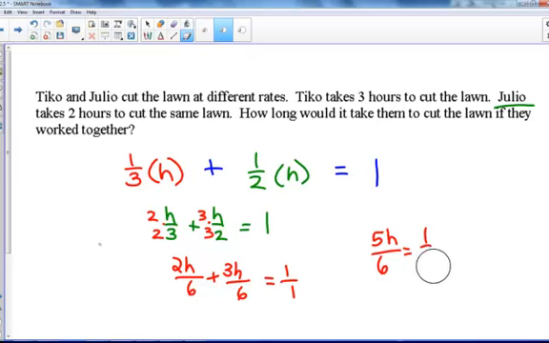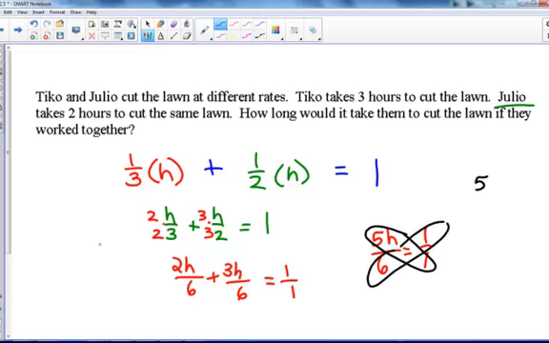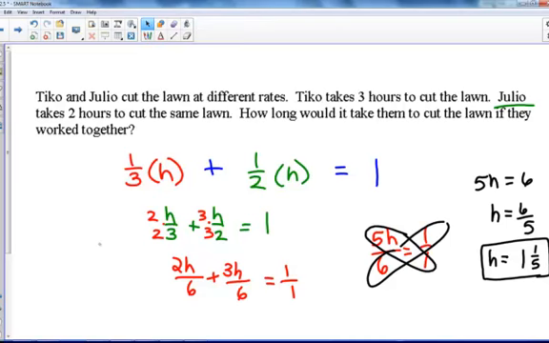Now, we're going to get into this more tomorrow or the next day. But if you do have a fraction equaling a fraction like this, you can cross multiply. So 5h would equal 6. So h equals 6 divided by 5. So the time it would take them is 1 and 1/5 hours. 1 and 1/5 hours, if you do 1/5 of an hour is 12 minutes. So 1 hour, 12 minutes.